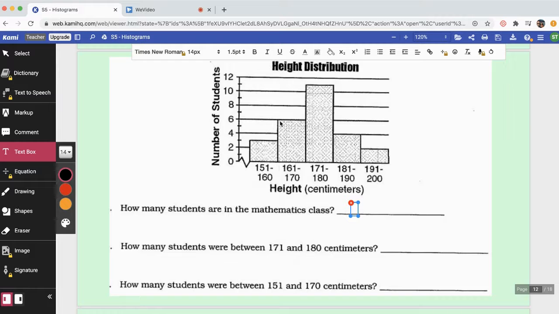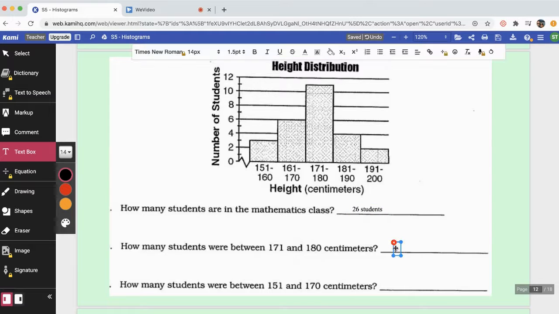So we have 3 here and 6 here, that's 9. We have 11 more there, that's 20. We have 4 here, that's 24. And then we have 2 here, which makes 26. So there were 26 students in that class.